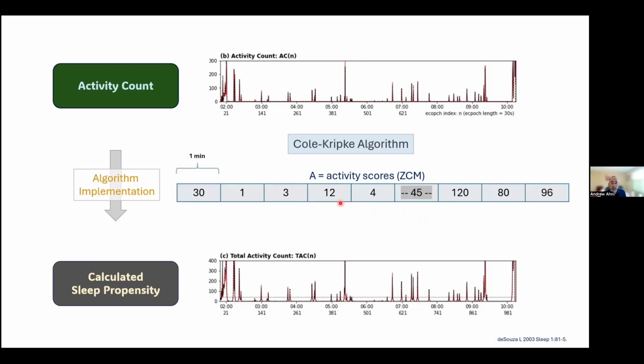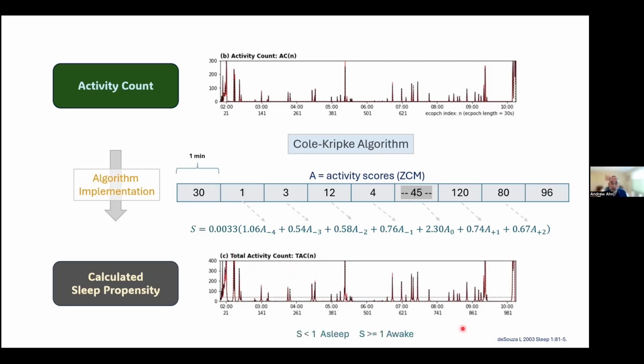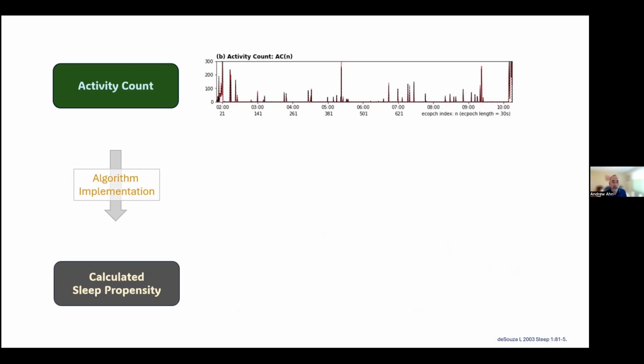Specifically, it takes weighted values of the zero crossing mode score across 7 epochs to arrive at a sum, or S, which provides sleep or wake propensity. Actually in this case, it's wake propensity, because the higher this value, the more likely that you're awake. So a value lower than 1 indicates that you're asleep, while a value greater than 1 suggests awake time. Now, there has been some modification to this approach, including this particular algorithm published in D'Souza in 2003, but the core concept has remained largely unchanged since its introduction 3 decades ago.